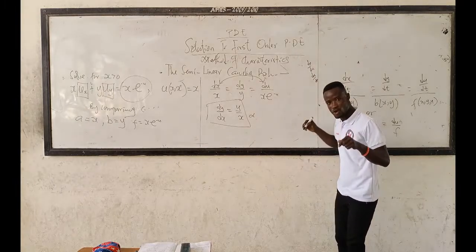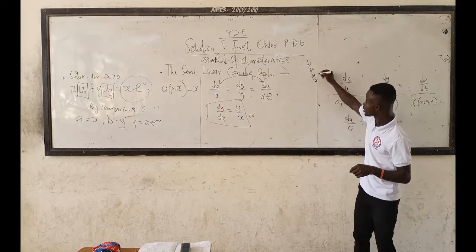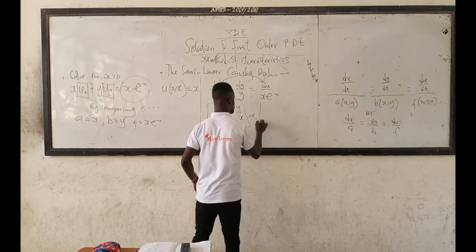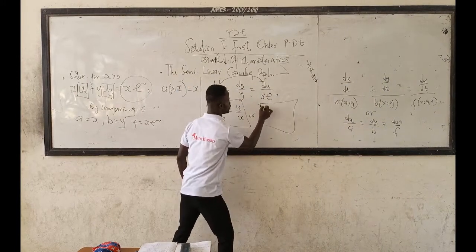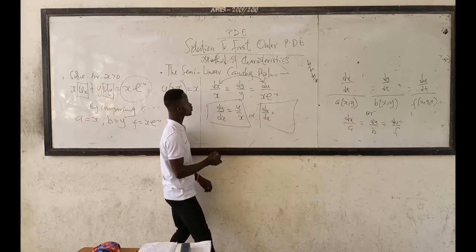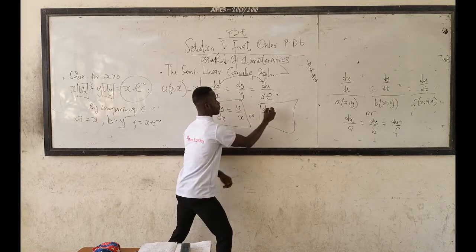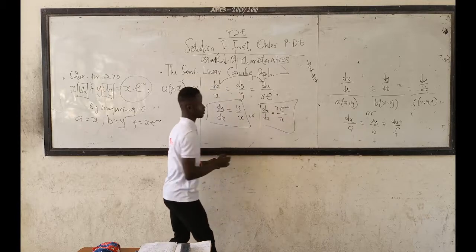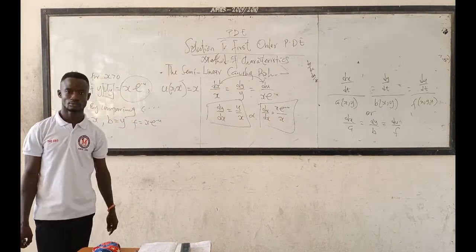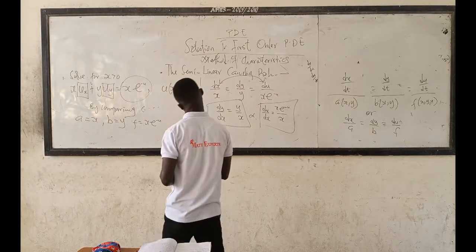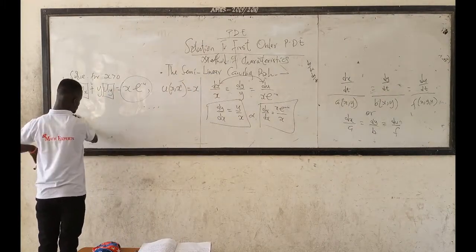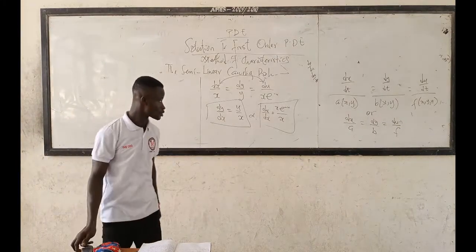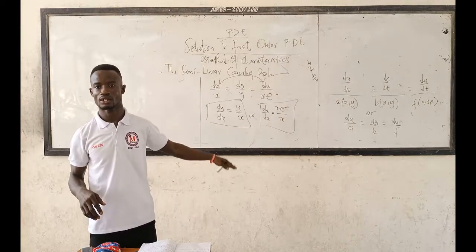So with this, the y will be the dependent variable, I hope you know that. And here the u will be the dependent variable. So the next one will be du ds equal to s e to the power negative u over s. Simple. Please, are there any questions?